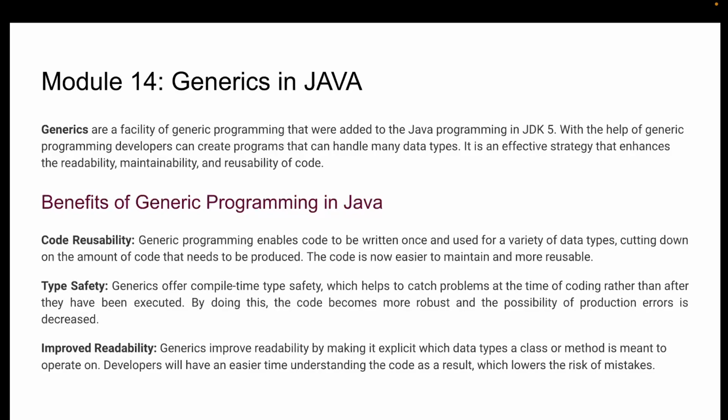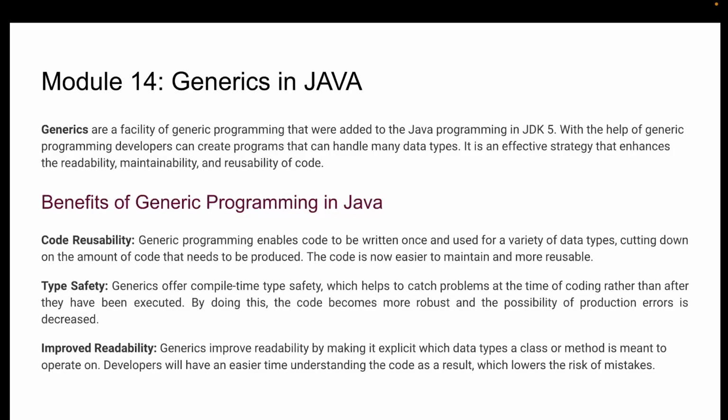So generics are basically a facility of generic programming that were added to the Java programming language in JDK 5. Now we are using JDK 8, right? Before JDK 5, there was no concept of Java generics. So what does generics bring to the picture?